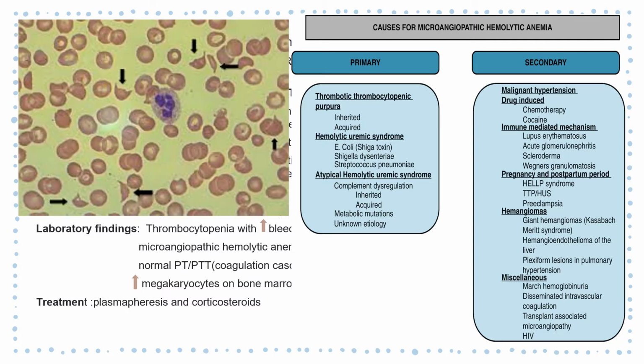And on this picture you can see samples of the appearance of the schistocytes. It's damaged red blood cells due to microthrombi.